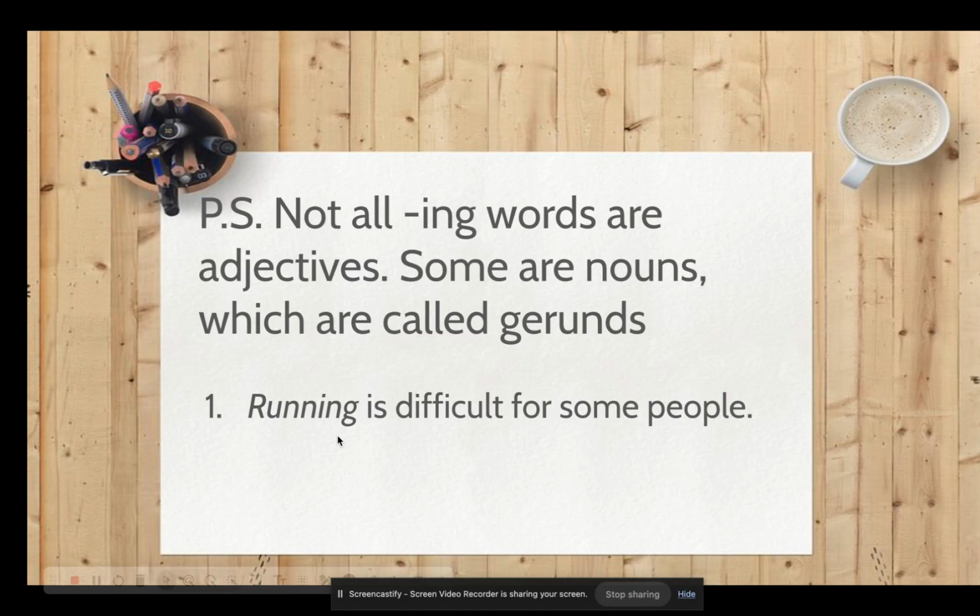So English, and understanding grammar, is all about how we use words in a sentence. That's what's important so that we can make our writing better. Okay. So this is just a little side note. Not every ing word is a participle. Sometimes it's a noun. And if an ing word is a noun, it's called a gerund.